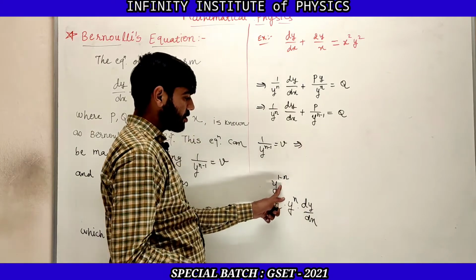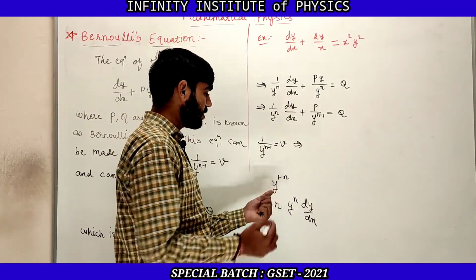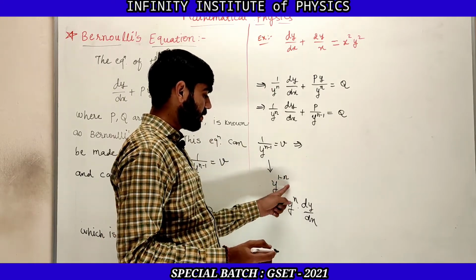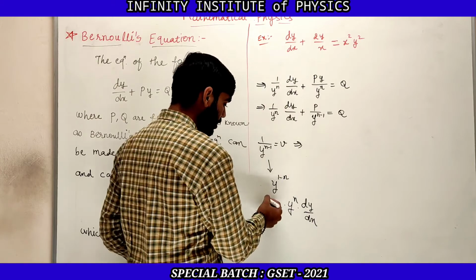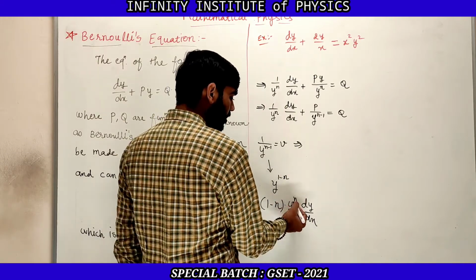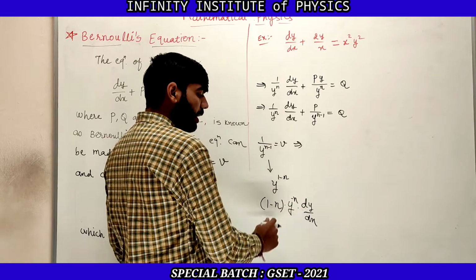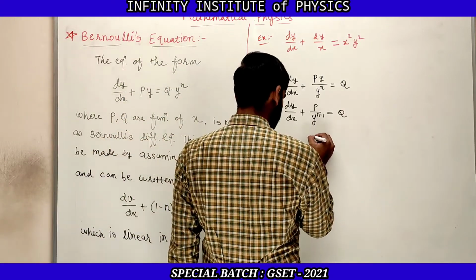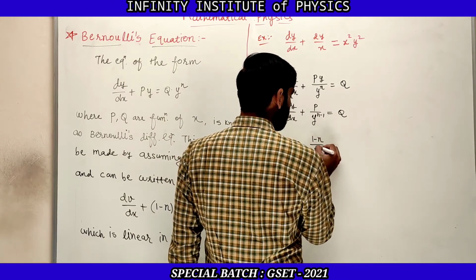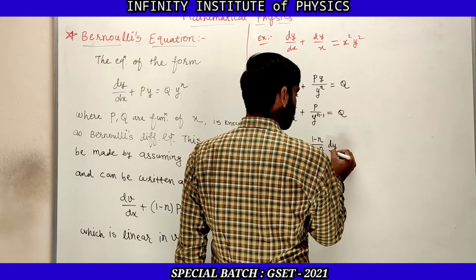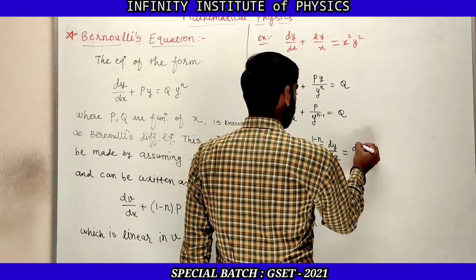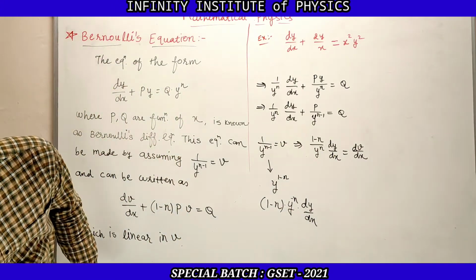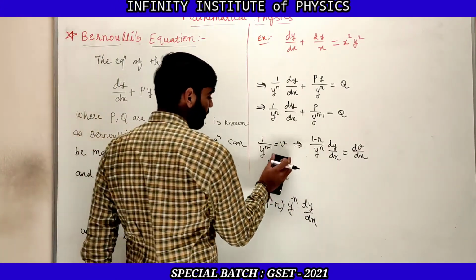So differentiation of 1 upon y raised to n minus 1, that is same as 1 upon y raised to 1 minus n, and differentiation of this term, that is 1 minus n into y raised to minus n into dy by dx. Y raised to minus n, that is 1 upon y raised to n. So this is 1 minus n upon y raised to n into dy by dx, which is equal to dv by dx. Because on right hand side we have only v. So differentiation of v, that is dv by dx.